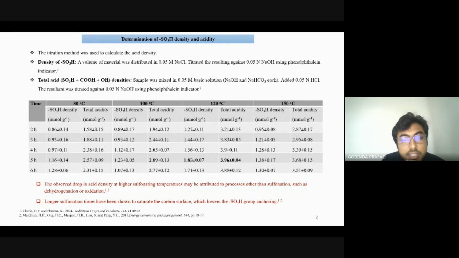The observed drop in acid density at extremely high sulfonating temperature may be due to processes other than sulfonation, such as dehydrogenation or oxidation. However, longer sulfonation times have been shown to saturate the carbon surface, which results in lower sulfonate group anchoring.